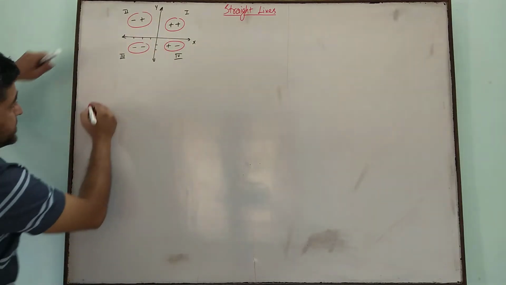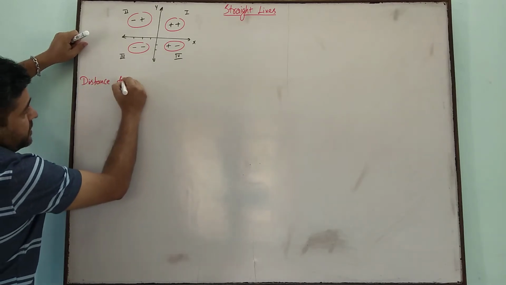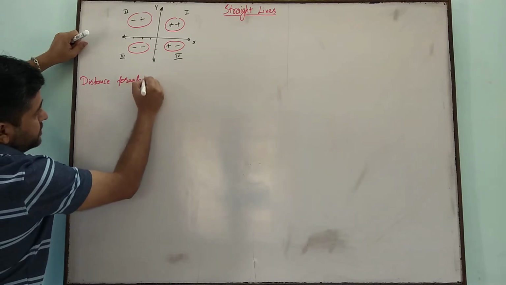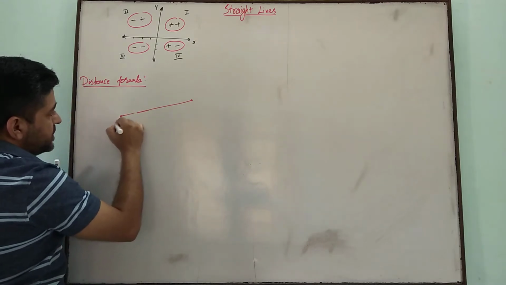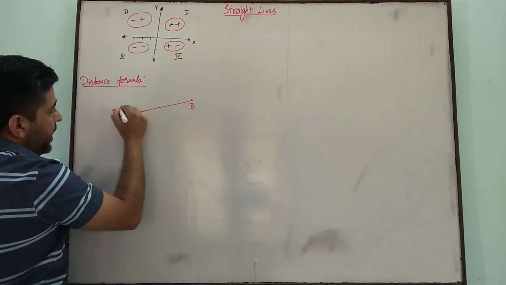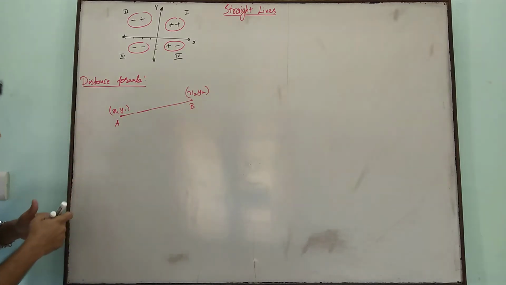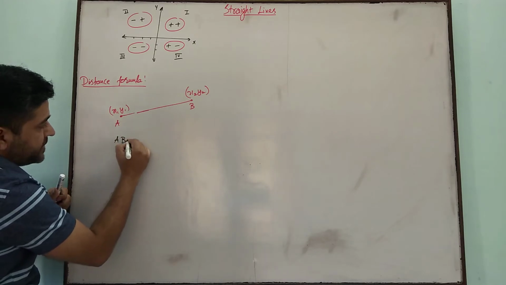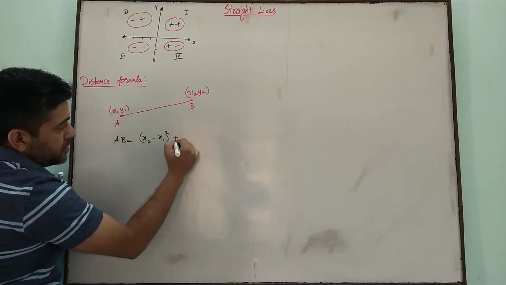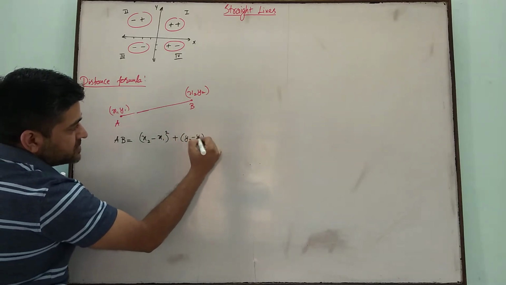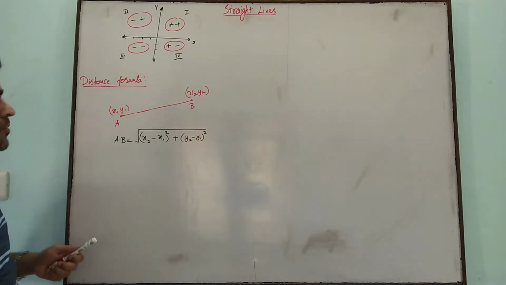Then we do have our distance formula. If 2 points are given, we can find the distance between 2 points. Let us say A, B, x1, y1 and x2, y2. Then distance AB between these 2 points is given by x2 minus x1 square plus y2 minus y1 square, and it's under root. This is the distance formula.